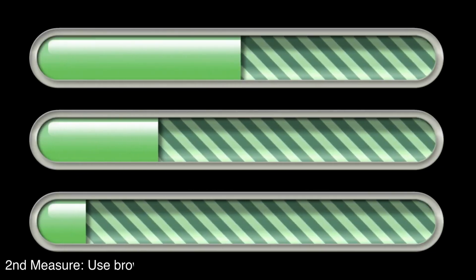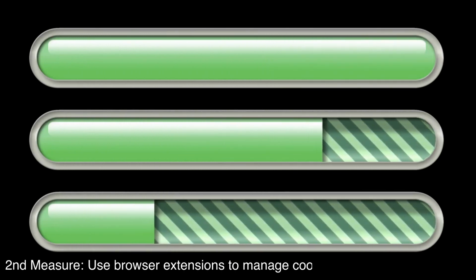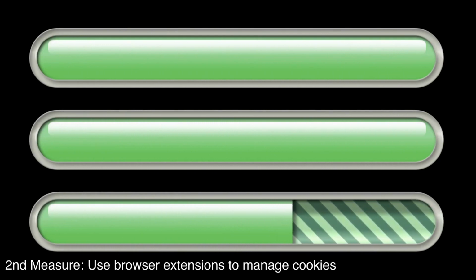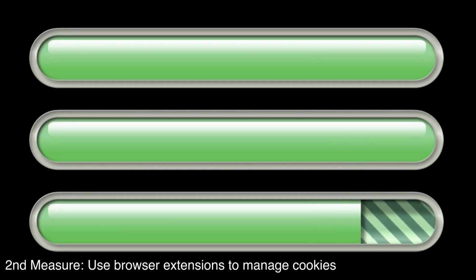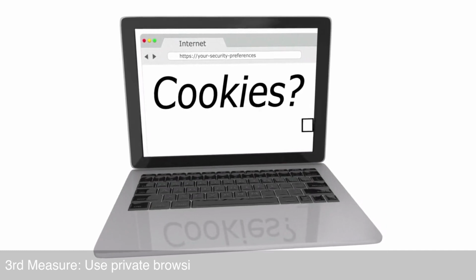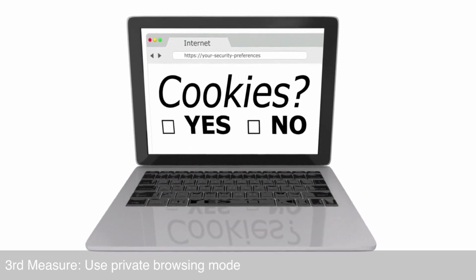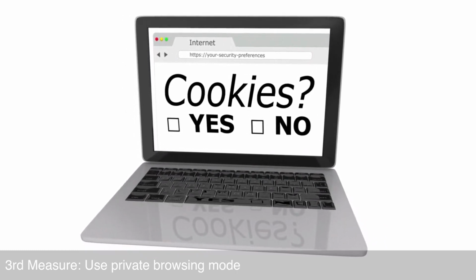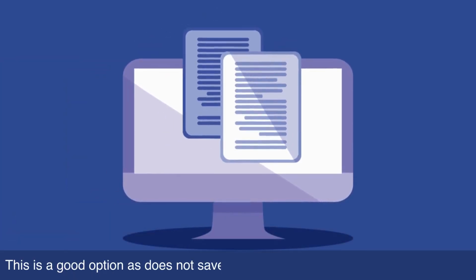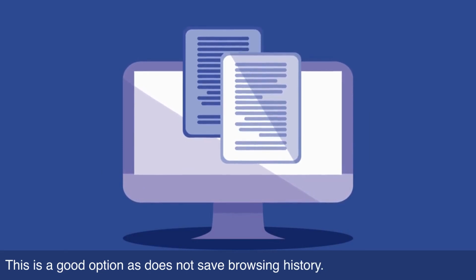The second measure is to use browser extensions to manage cookies. There are browser extensions like Cookie AutoDelete or Privacy Badger that can help you manage cookies and automatically delete cookies after a certain period of time. The third measure is to use private browsing mode. Private browsing mode is a feature available in most web browsers that doesn't store any cookies or cache files. Private browsing mode is really a good option if you do not want your browsing history to be saved.